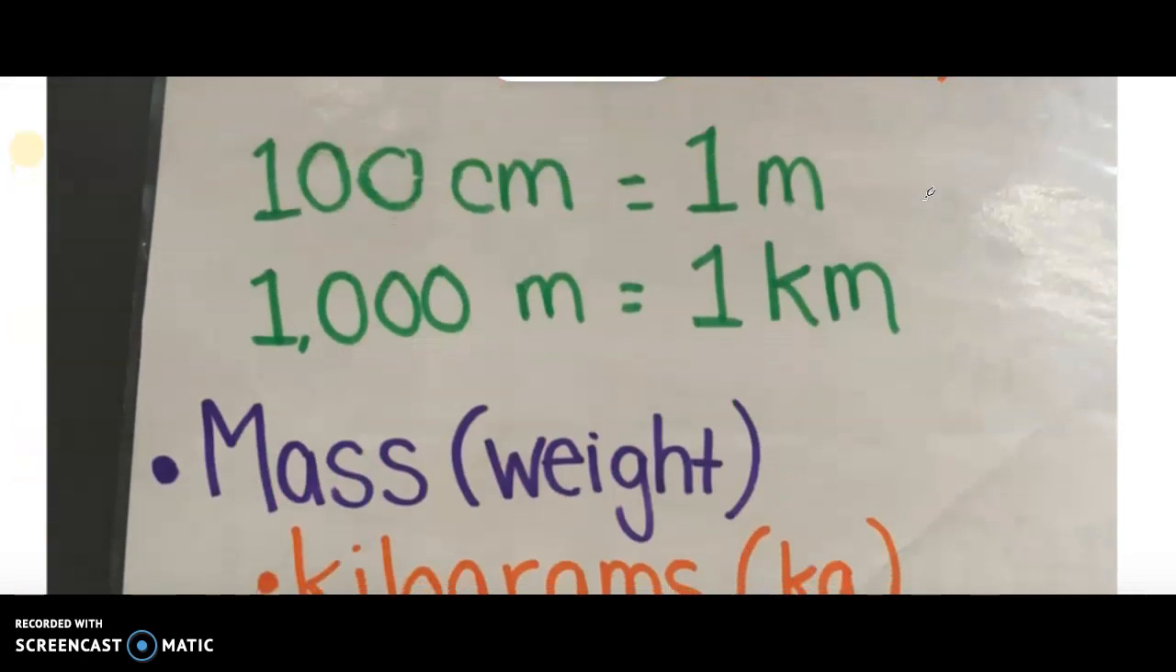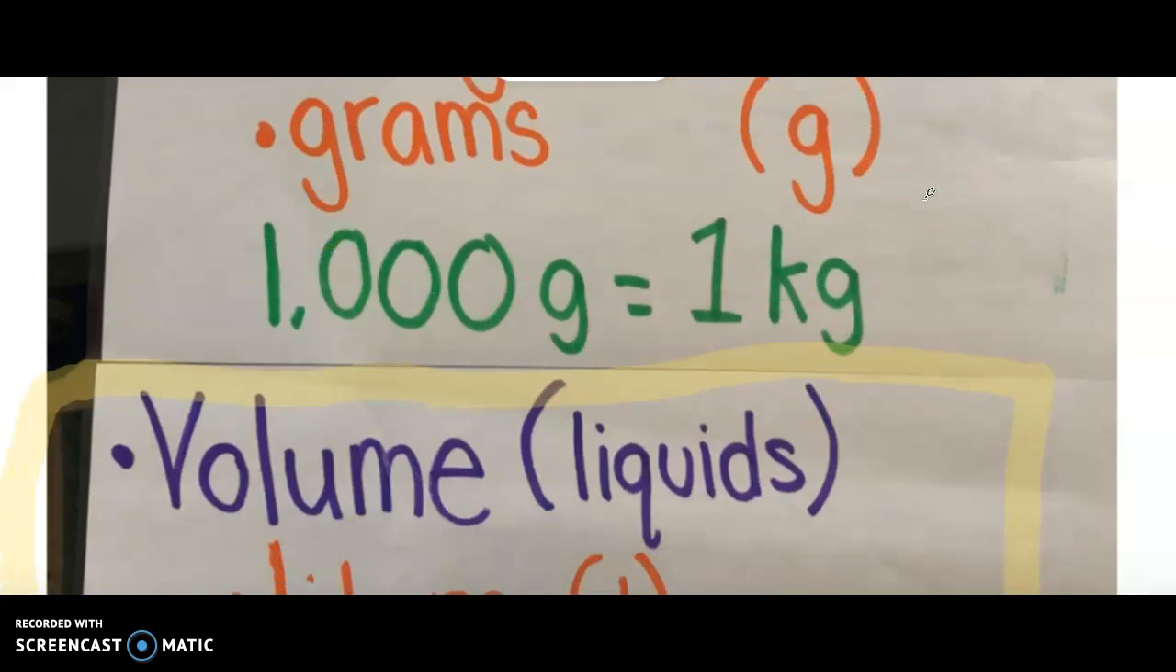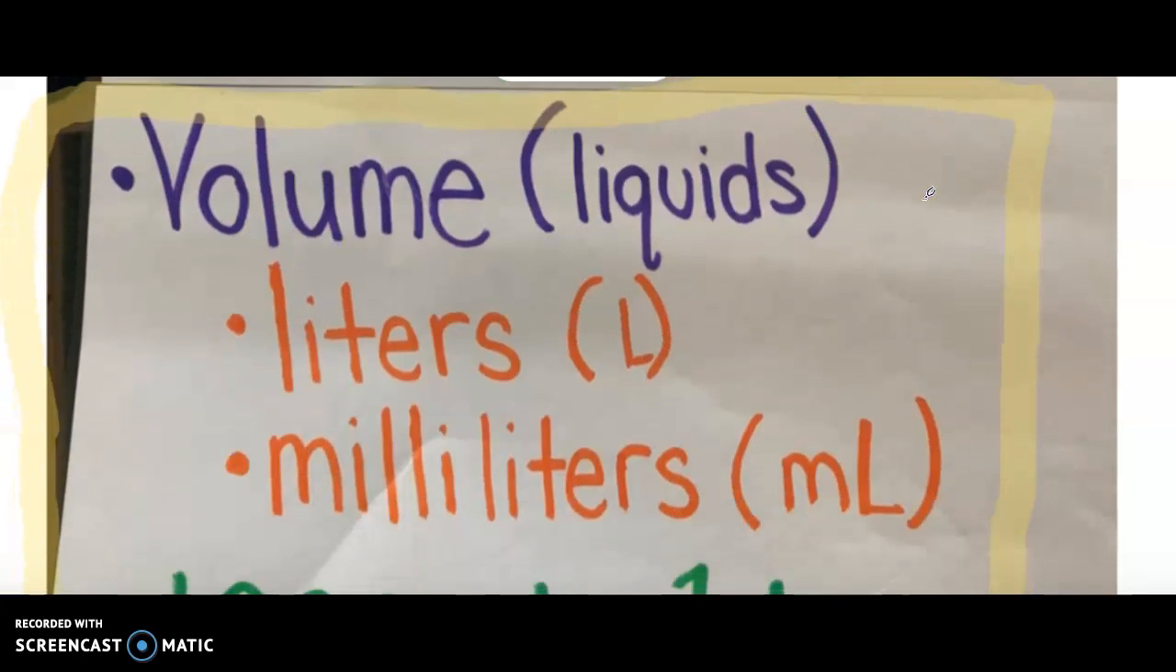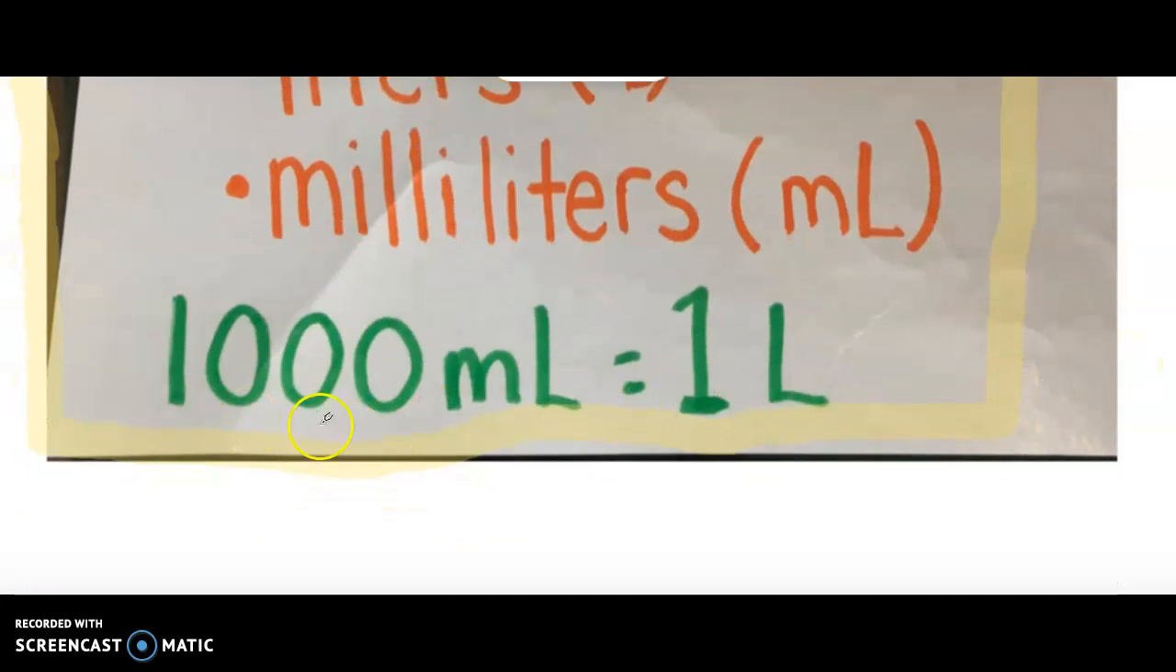Again, all of the stuff that we've touched upon: we are now on volume, which focuses on liquids. We have liters and milliliters. Those are our abbreviations we'll be using. And then 1,000 milliliters equals 1 liter. So you can always go back to this slide to help you.